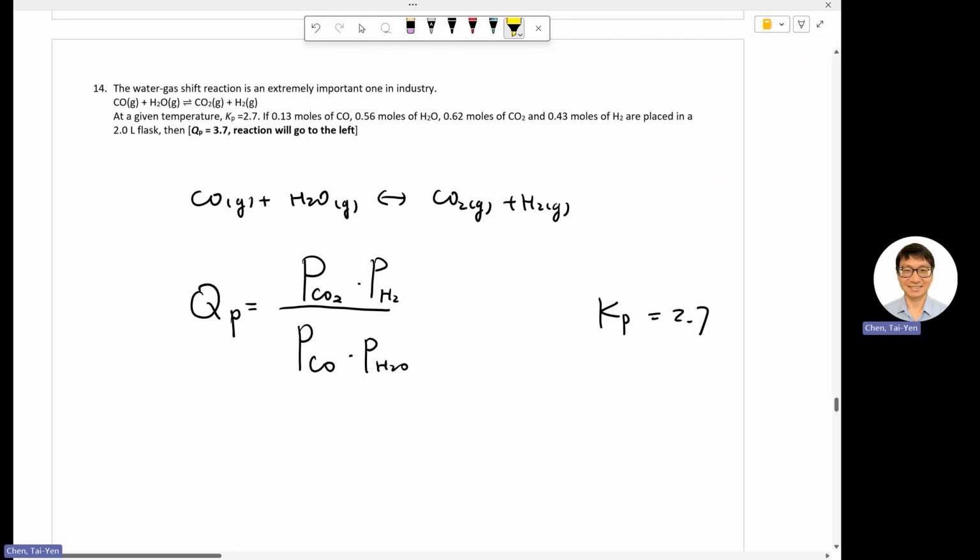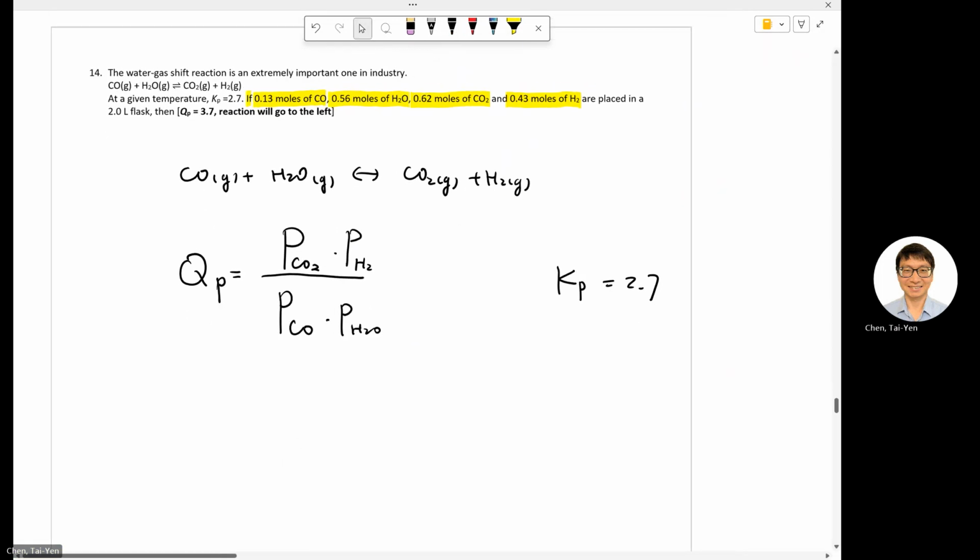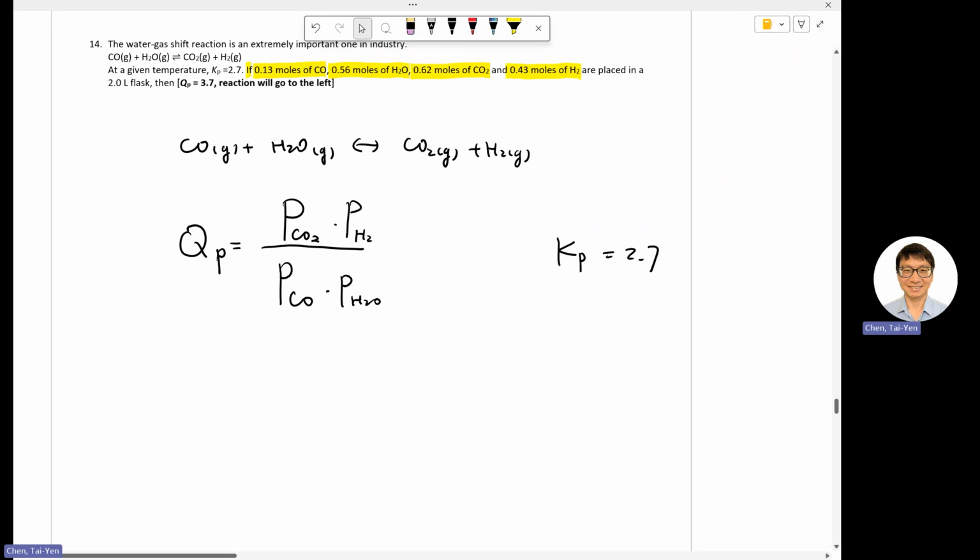If you read your question carefully, you have 0.13 mole of CO, 0.56 mole of H2O, 0.6 mole of CO2, and 0.43 mole of H2, right? Those are the numbers that you will be using to calculate your QP. So how do you actually calculate your QP? How to get your P?